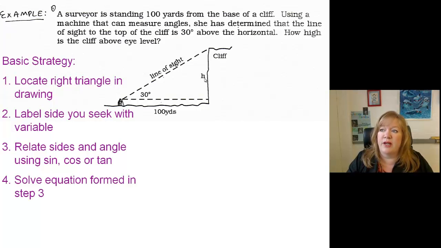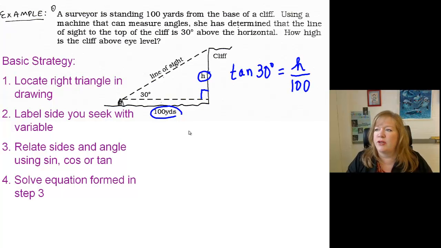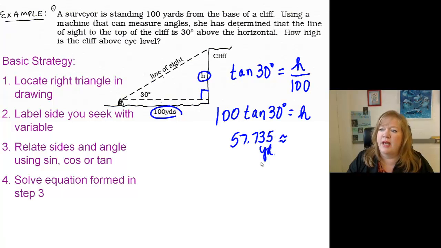So what we're going to do here, I have h and I have 100. And I do not have the hypotenuse. So h and 100, those are related with tangent of 30 degrees. So there's our equation, and you've already done practice solving this. You multiply both sides by 100, and we'd end up with 57.753.